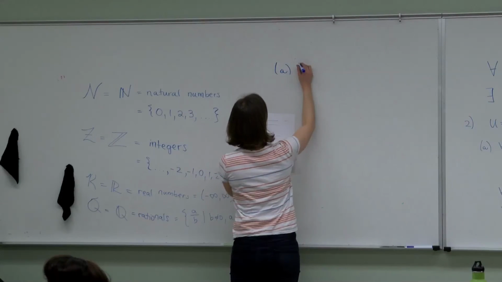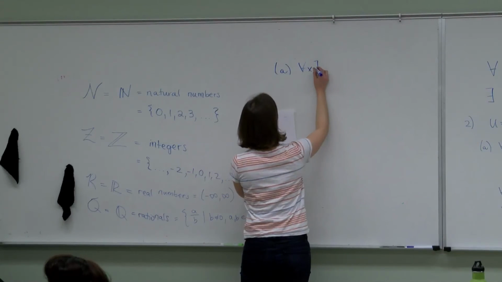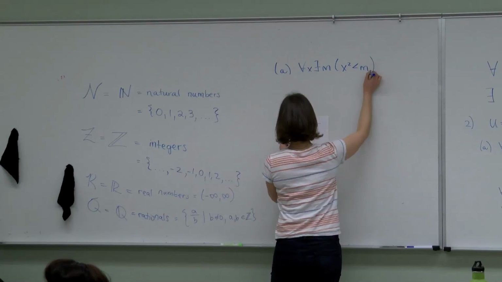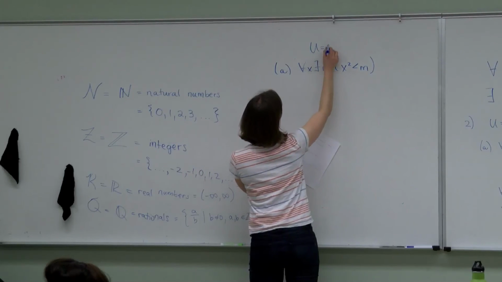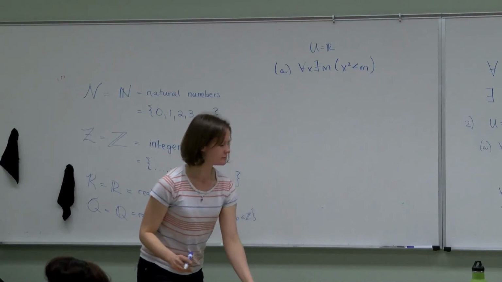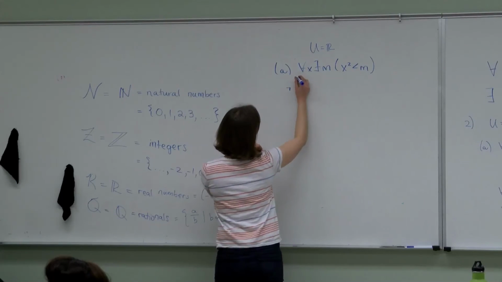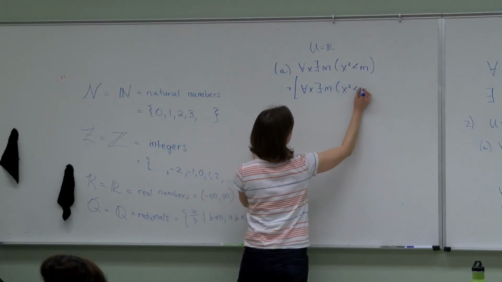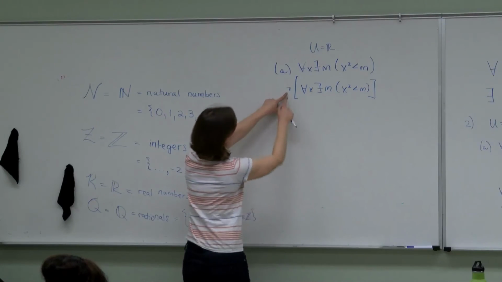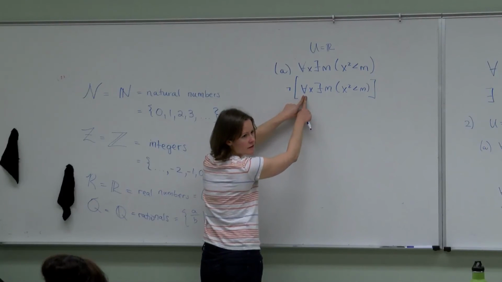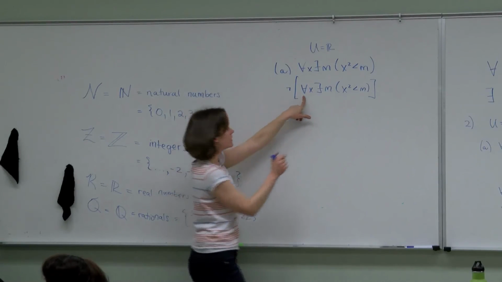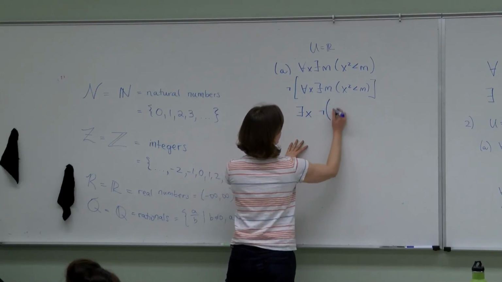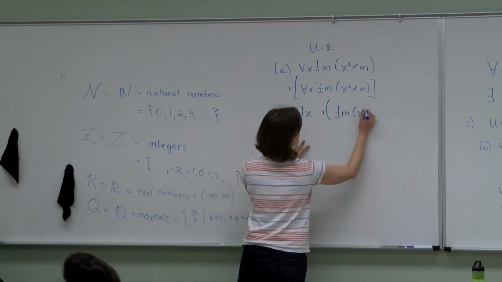So in part A, for instance, my original statement is: for all x, there exists an m such that x squared is less than m. And I am working in the real numbers here. I'm going to start off by negating everything and then gradually distribute this through. To distribute it to the universal, it turns into an existential. So I'll have there exists an x, and then I'm going to negate everything that's left over.